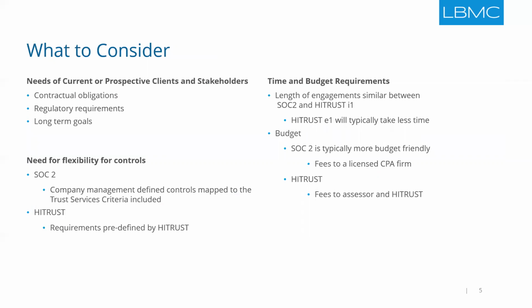A SOC 2 that only includes security will have a lower level of assurance than one that also includes additional trust services criteria. Similarly, HITRUST E1 and I1 assessments will have a lower level of assurance than the HITRUST R2 assessment, which also has a higher level of assurance than SOC 2.